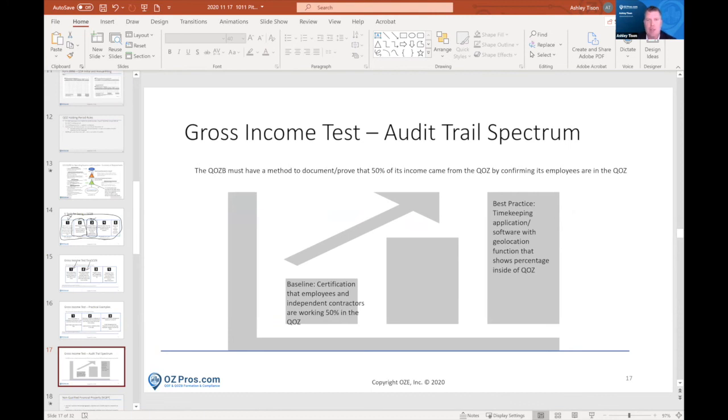The other piece is that if you've got coders and that kind of thing, you need to figure out how you're going to get that audit trail done so that you can keep track of where they're working. And the best practice for that would be a timekeeping app that's got a geolocation piece to it. Great question. A lot more detail to that, but those are basically the ones that you really have to be concerned about.